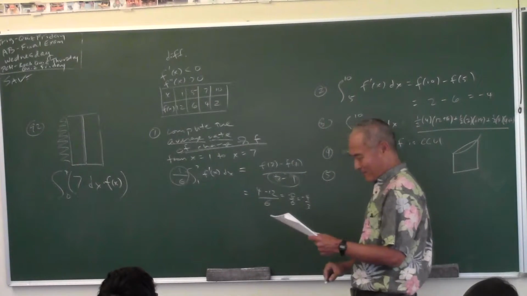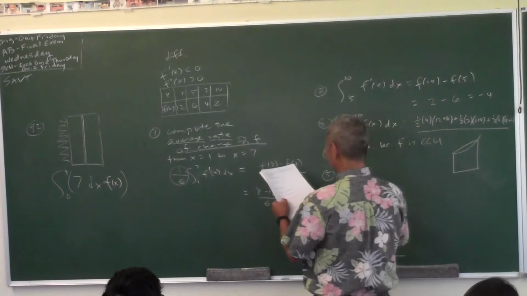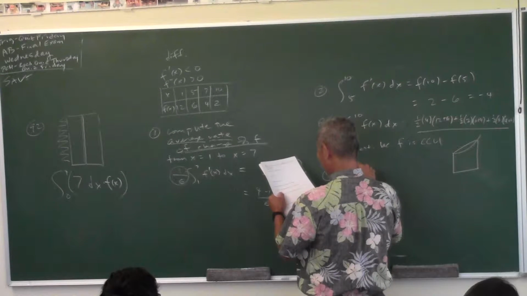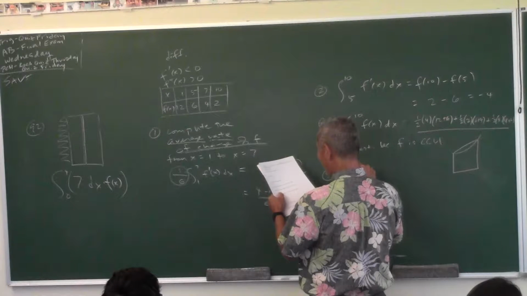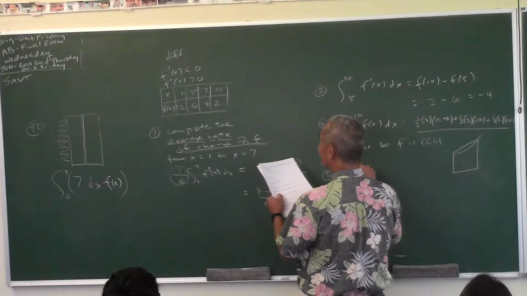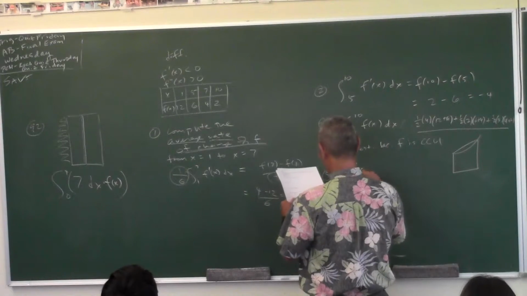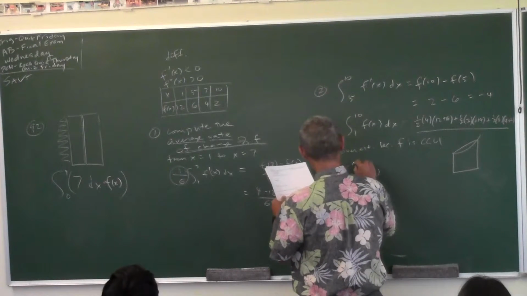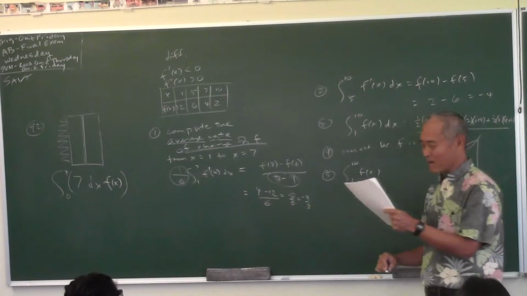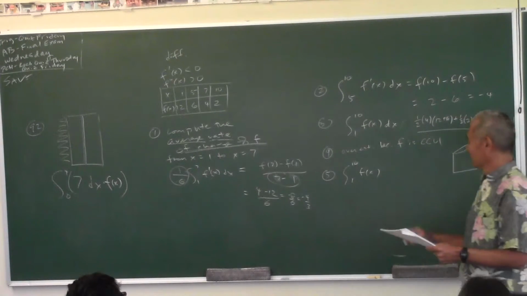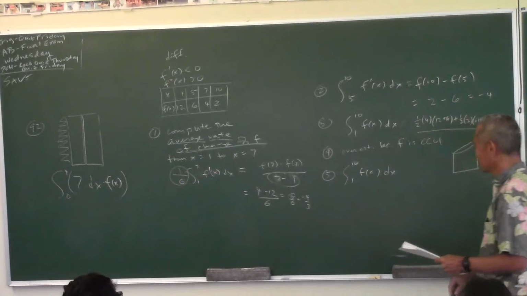Okay, number 5. Estimate this integral. How come I only put one? See, I wrote this wrong. This should be this. Estimate this integral using a left endpoint Riemann sum with 3 subdivisions. I forgot the dx there.